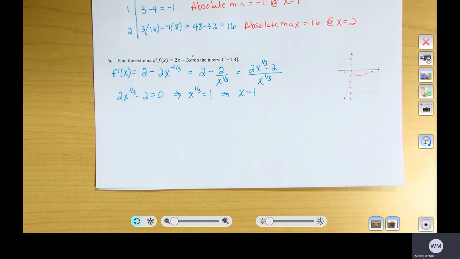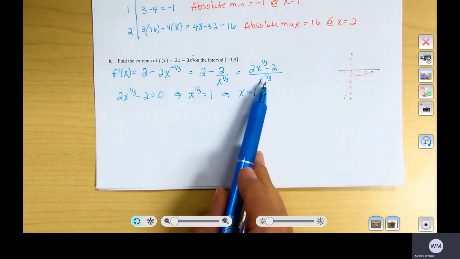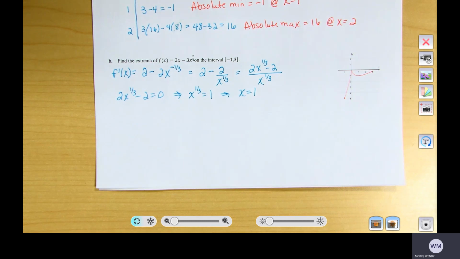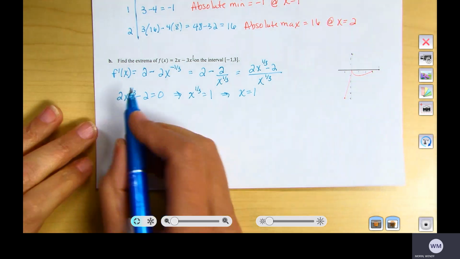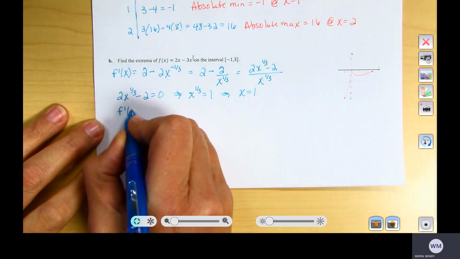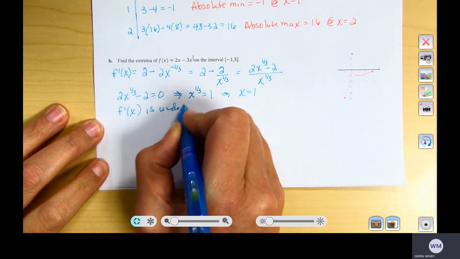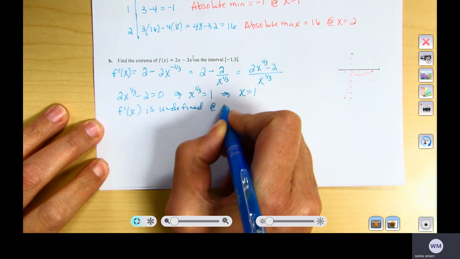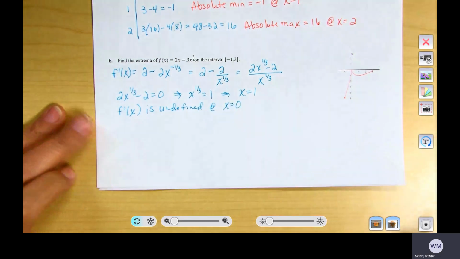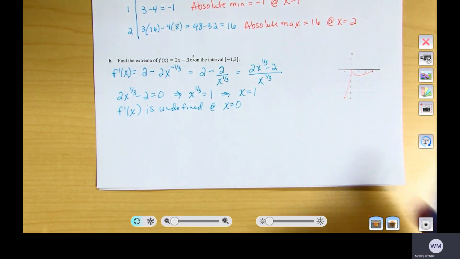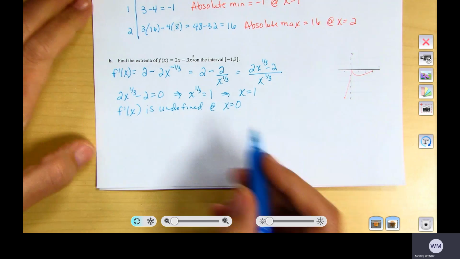But also don't forget that critical values come when your first derivative is undefined. And what would make our first derivative undefined here? Right, 0. So x equals 0 is also a critical value. So f prime of x is undefined at x equals 0. So all critical values: first derivative equal to 0 and first derivative undefined.